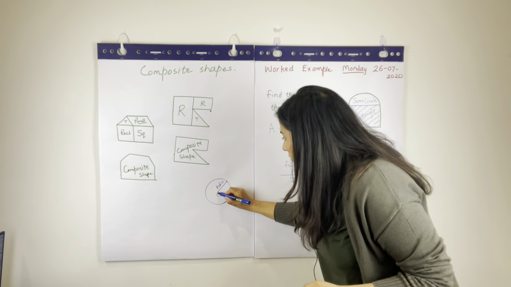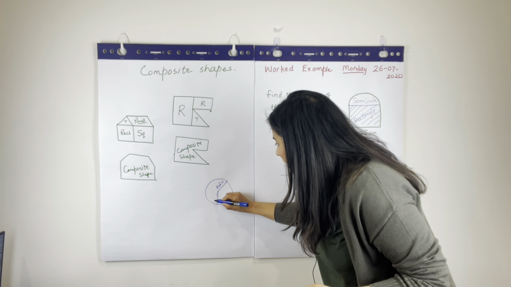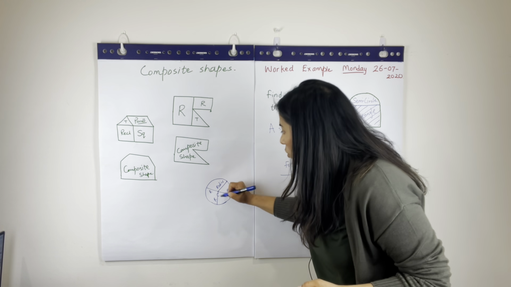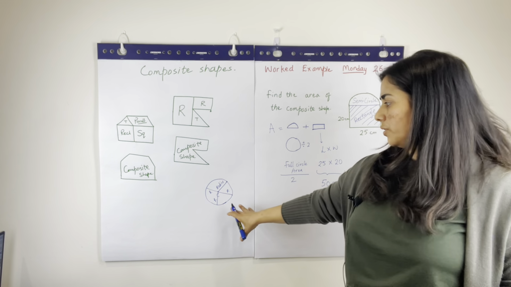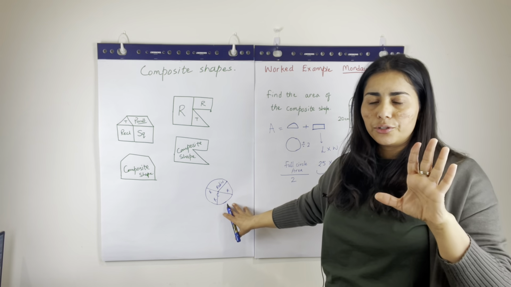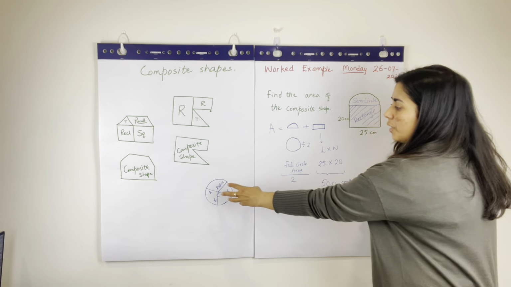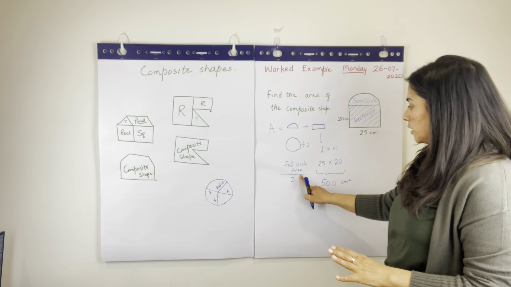Okay, from here to here, that's also a radius, that's also a radius, that's also a radius. So all these are radii of this circle, so they go in all directions. So the measurement is pretty easy. You've got to use your head over here, how you can apply that over here. So full circle's area divided by 2.